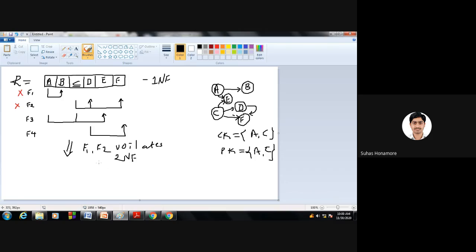Now we have to derive it to 2NF. Whatever partial dependencies are there, we have to remove. First, whatever FDs are not violating, I will try to keep the same.